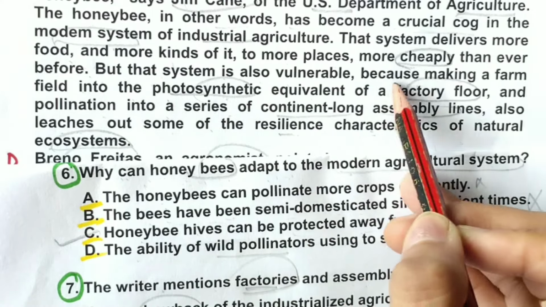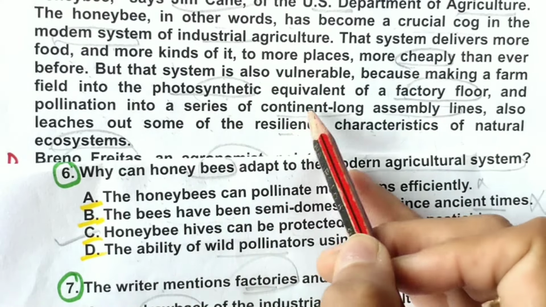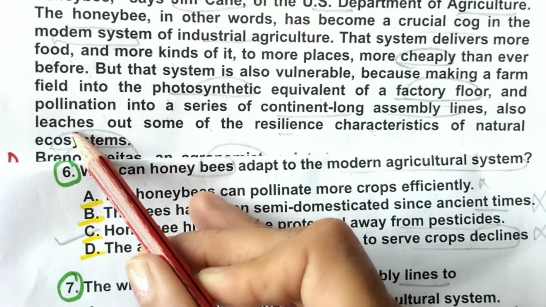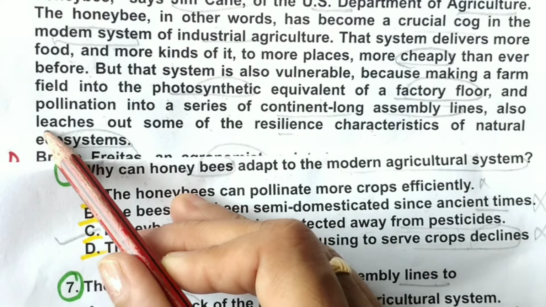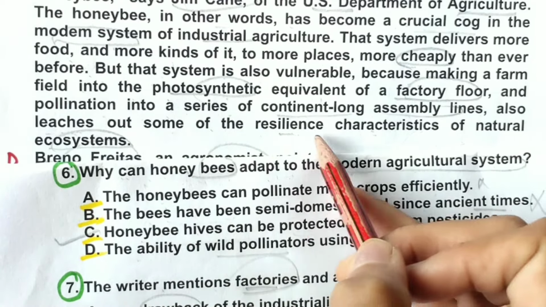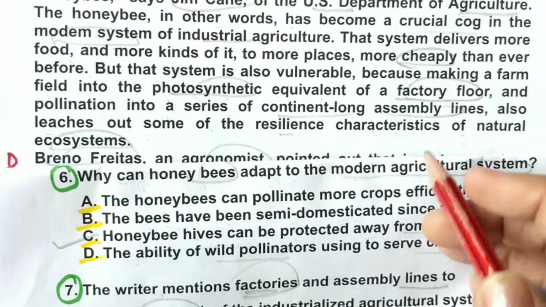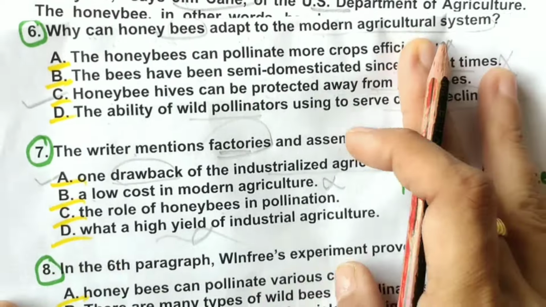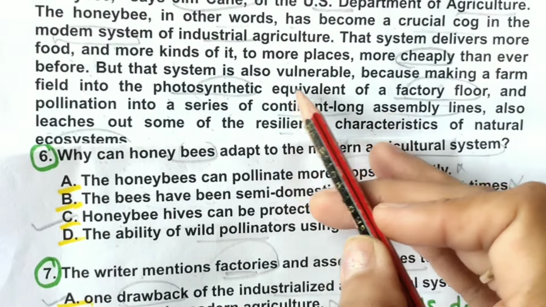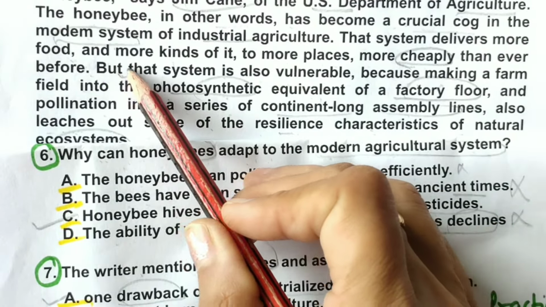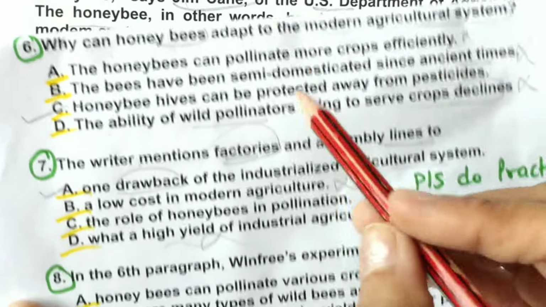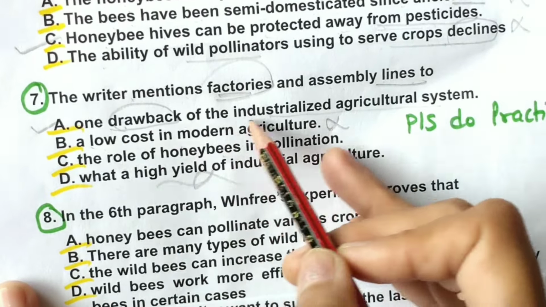System is also vulnerable because making a farm field into the photosynthetic equivalent of a factory floor, pollination into a series of this also leaches out. Leaches out means some drawback may be talking, some of the resilience characteristic of natural ecosystem because of factory and assembly lines. So a low cost in modern agriculture, it is not matching, because modern system they were talking about something is cheaply and all. So that's why one drawback of this system.